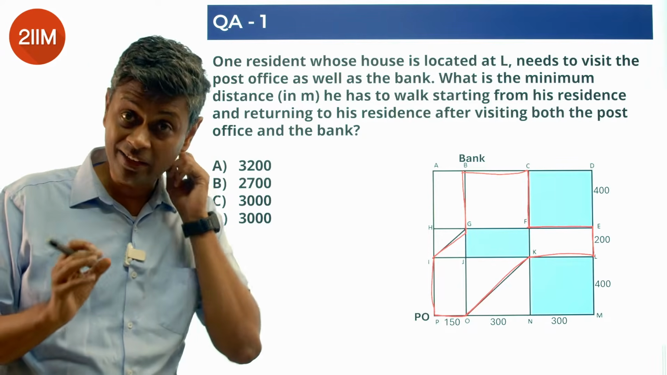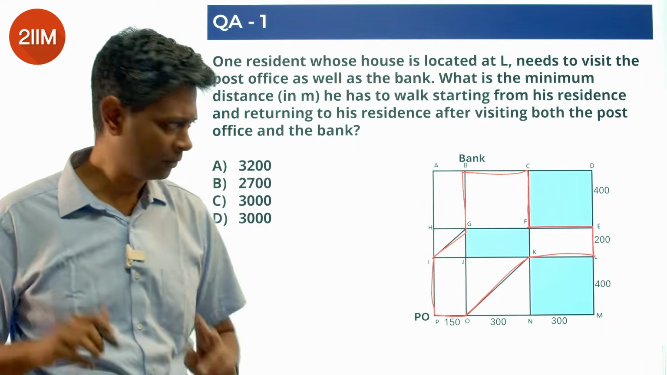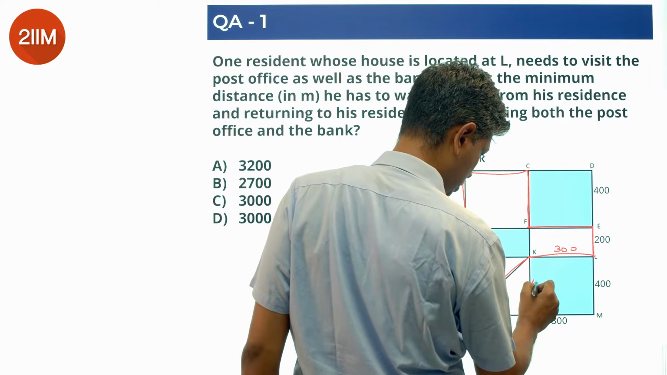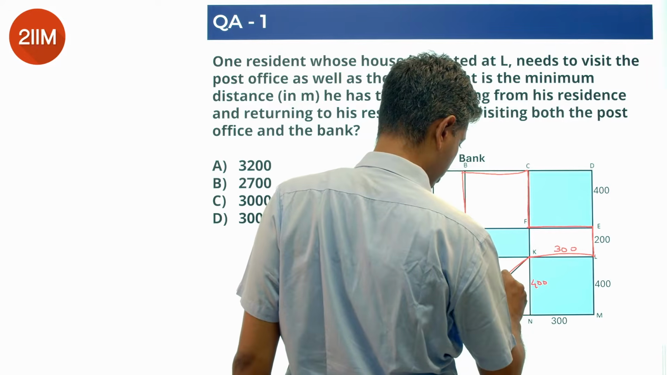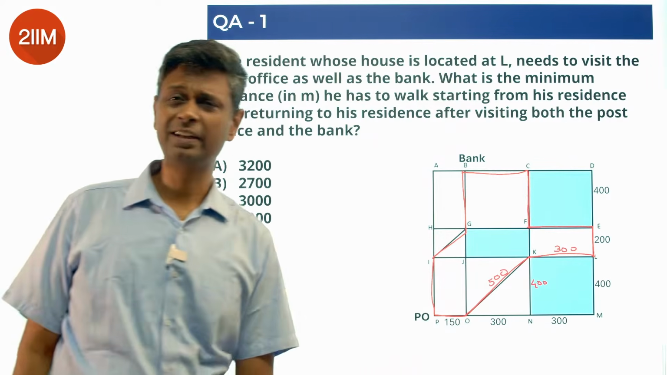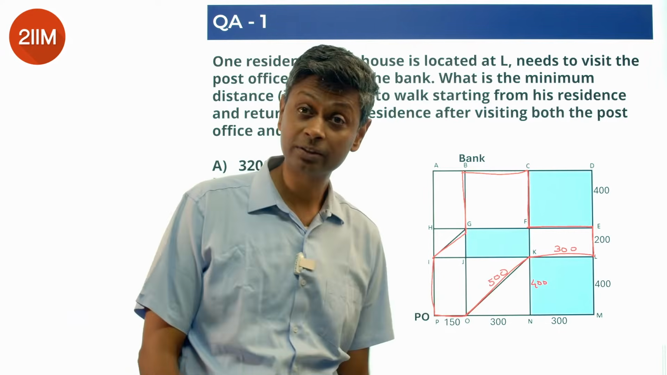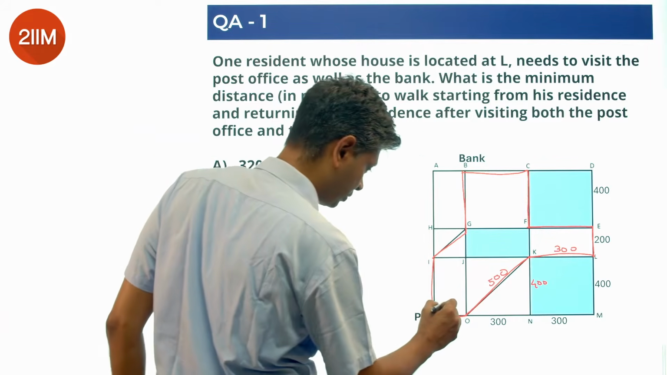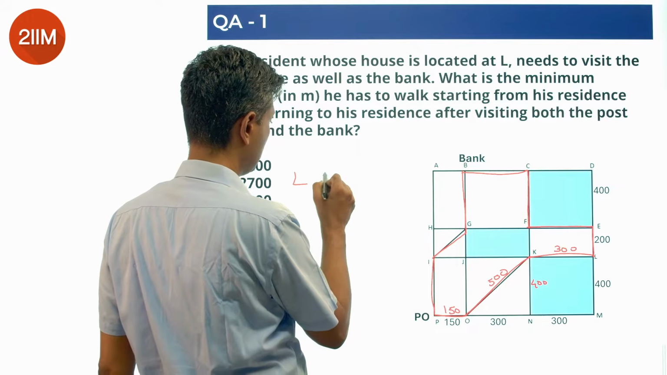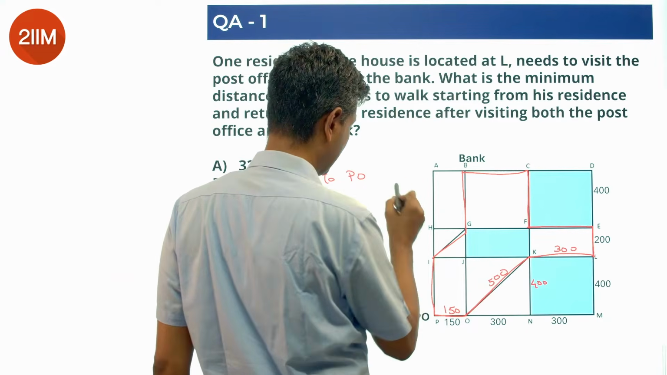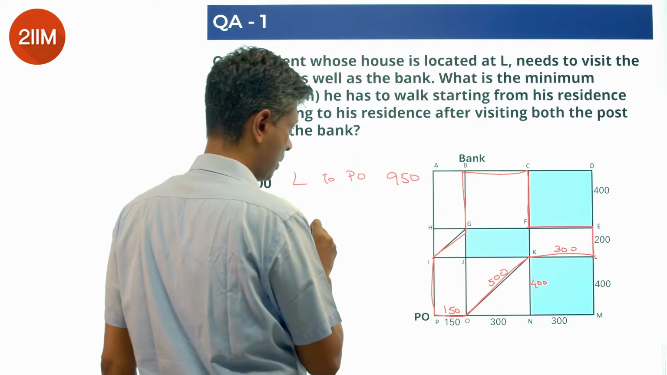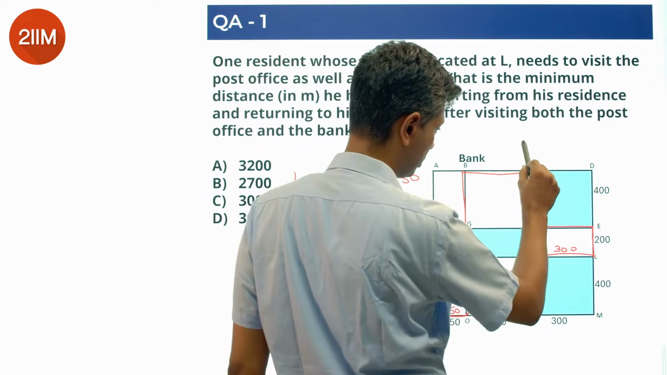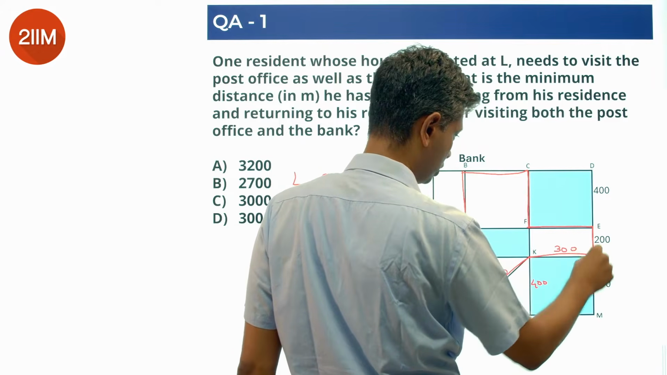let's calculate all 3 legs and then we'll see if we can optimize. So this is 300, this is 300, this is 400, the diagonal should be 500. Why? 3, 4, 5 triangle, a right angle triangle, Pythagorean triplet. This is 150. So L to post office is 950. Bank to L, 300 plus 400, 700, plus 300 is 1,200.